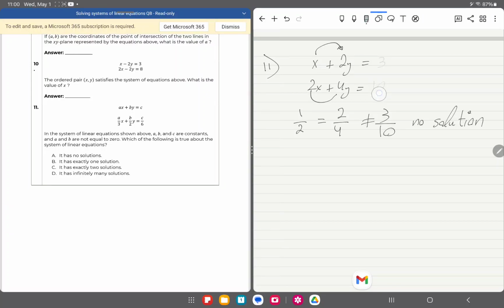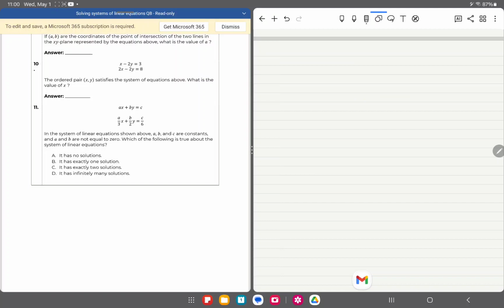Now, when do I have infinitely many solutions? When this one is 3 and 6, so it's equal to 3 over 6. When 1 over 2 is equal to 2 over 4 is equal to 3 over 6, I have infinitely many solutions. When do I have only one solution? When these ratios are different from one another, say 3, 5 and 8, so none of them are equal to one another. Then it has only one solution.